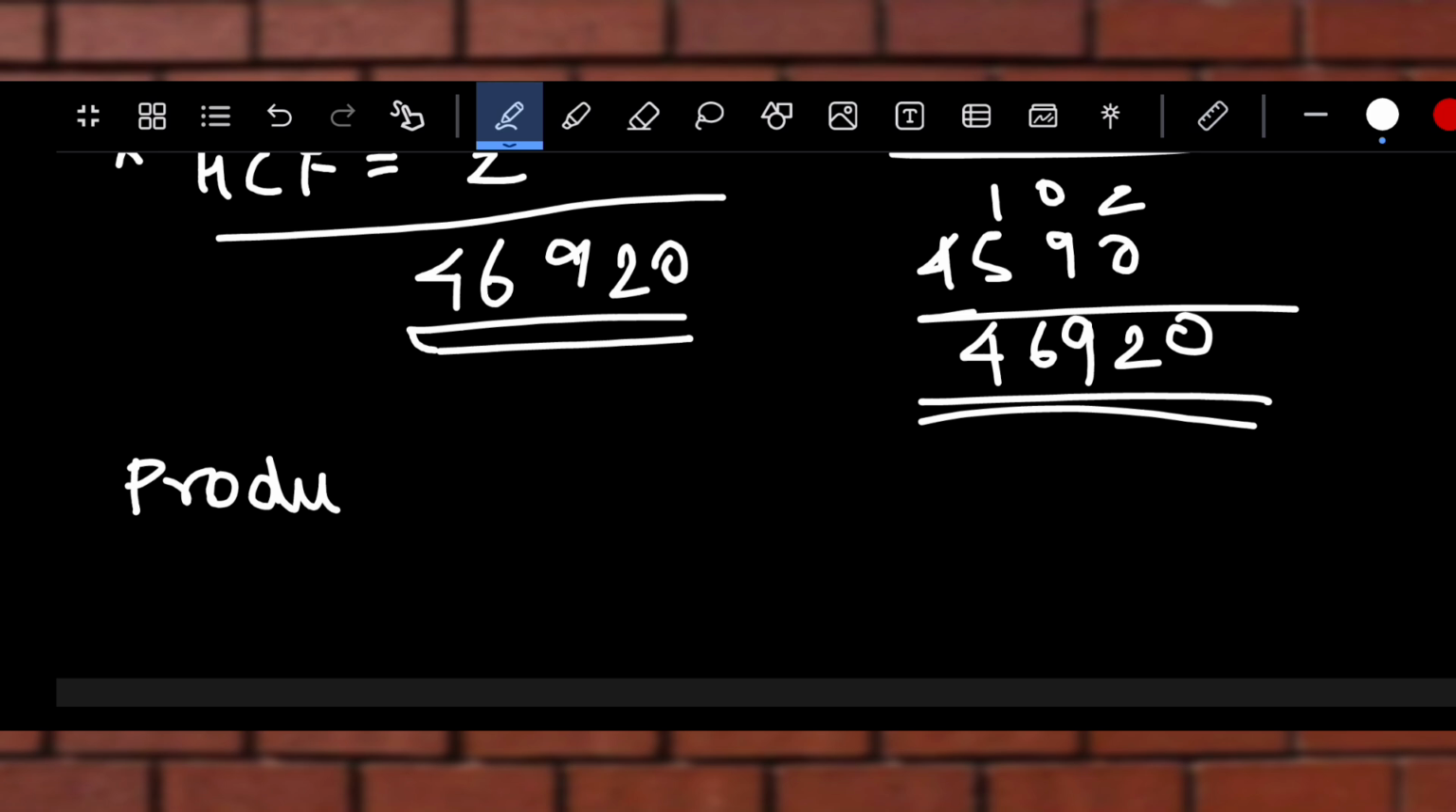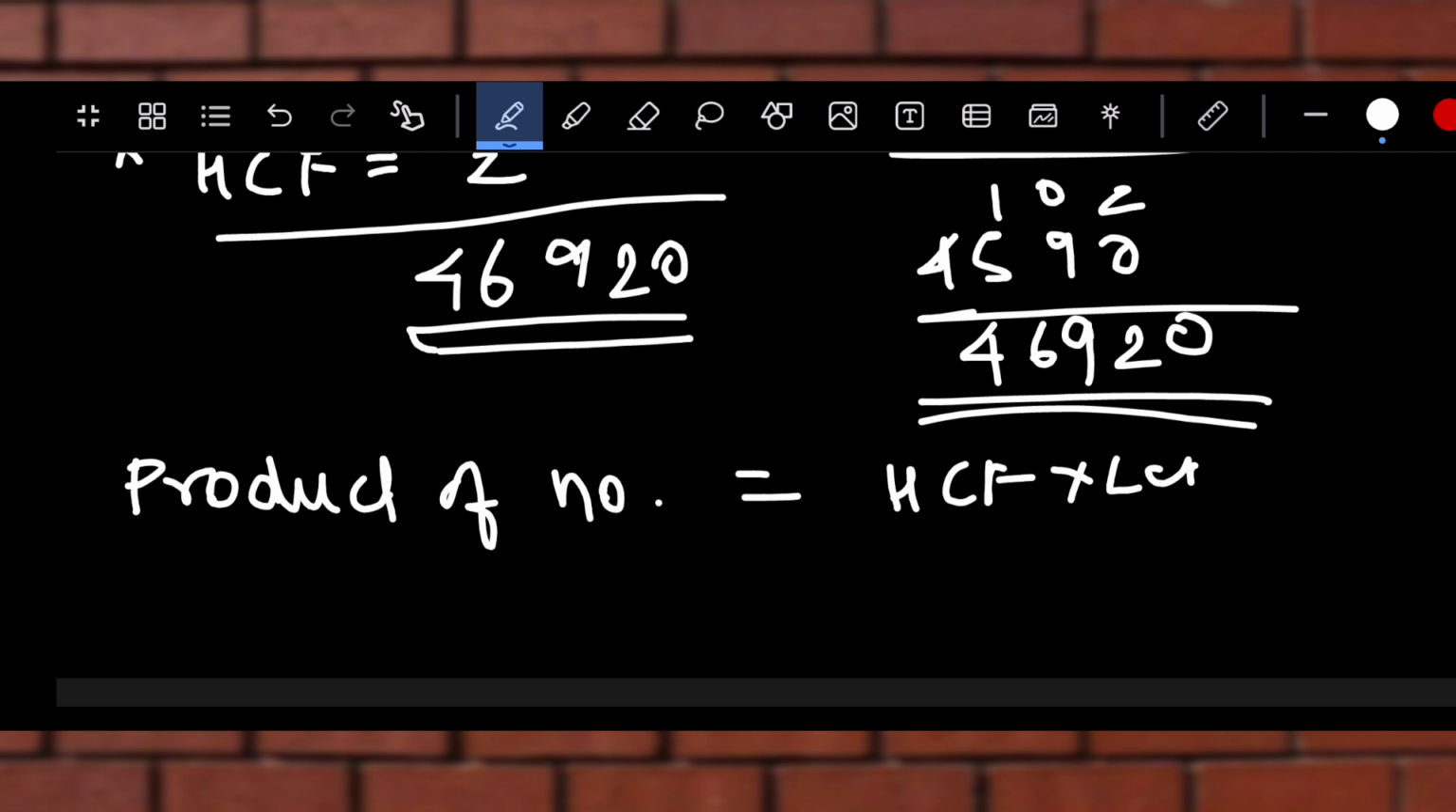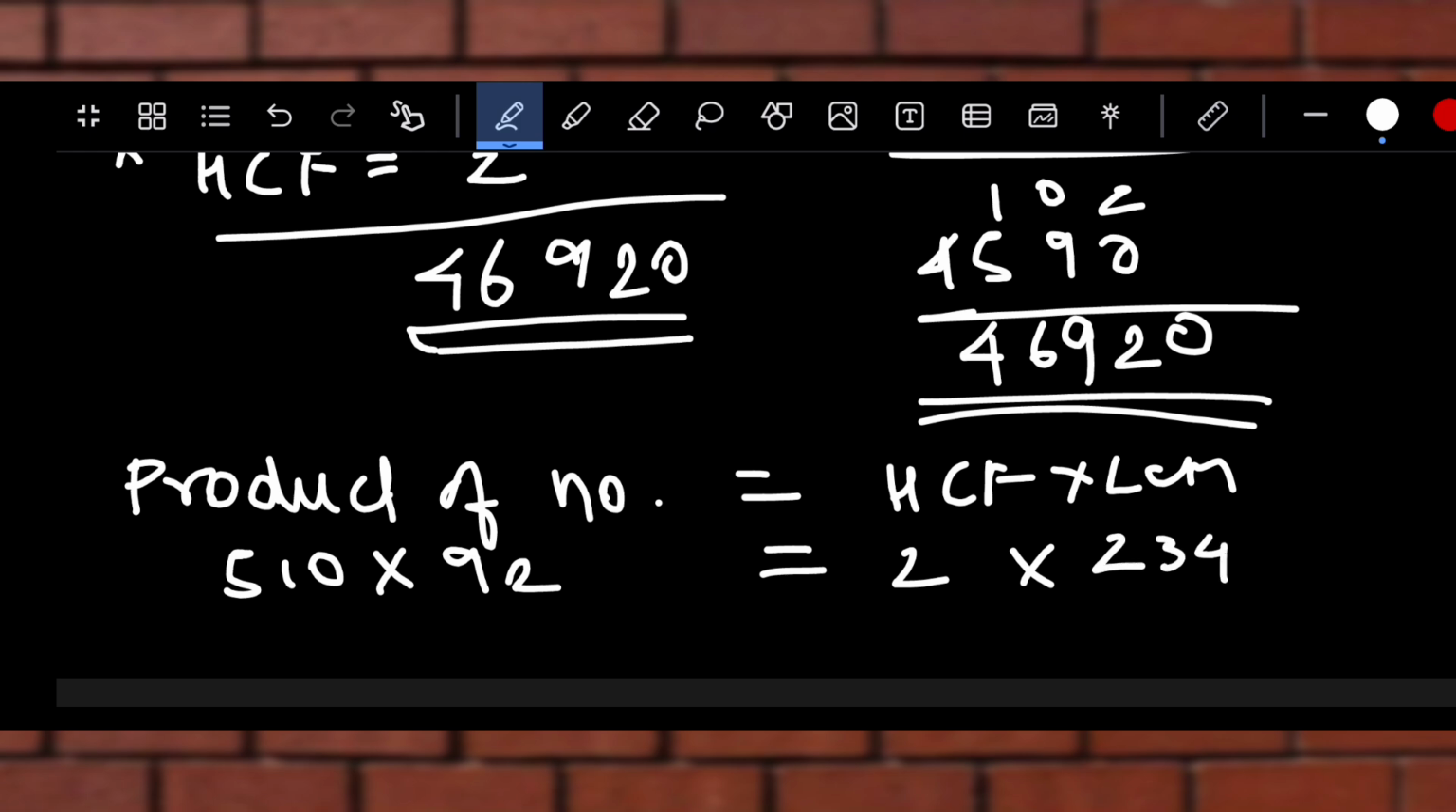So the product of numbers is equal to HCF into LCM, where the product of the two numbers, 510 into 92, is equal to the HCF we got, which was 2, and LCM, which was 23460. And when we multiply, we got 46920 is equal to 46920. Fine. I hope you understood.